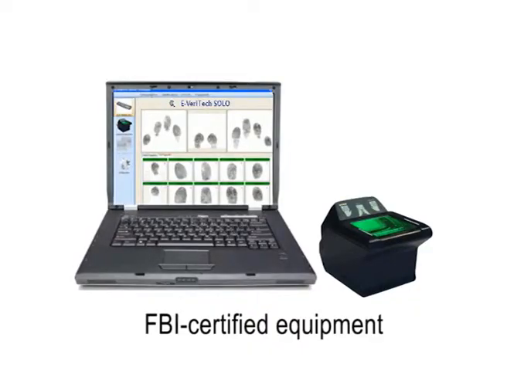So, starting with the first, we have 10 print. The process begins at a local police agency when an individual is arrested. The appropriate arrest information is entered into the local agency's booking system. Fingerprints are taken by ink and roll, or more increasingly are electronically captured on FBI certified equipment. The proper finger placement and the fingerprint image quality are checked.